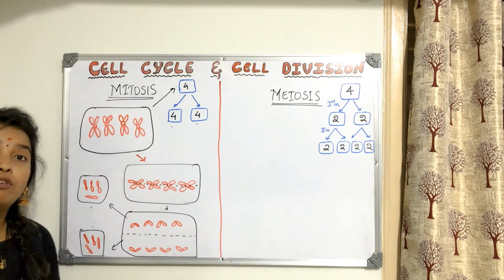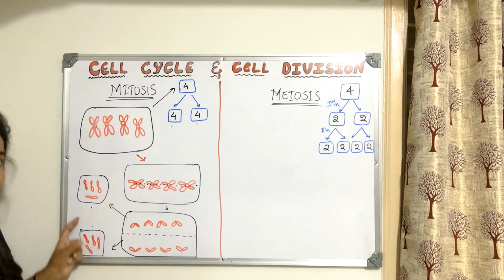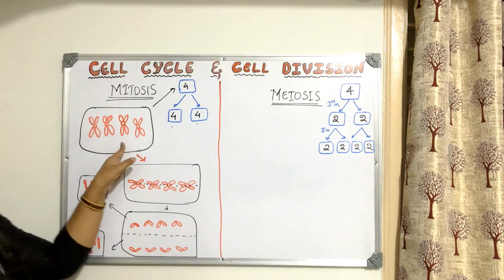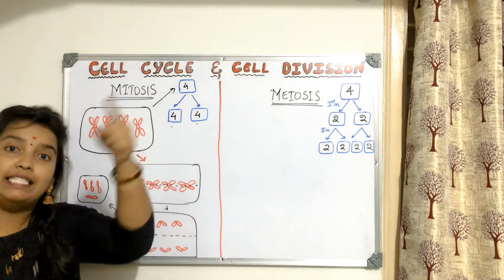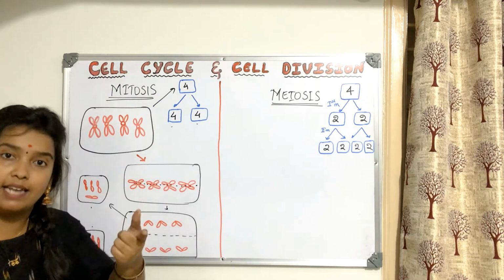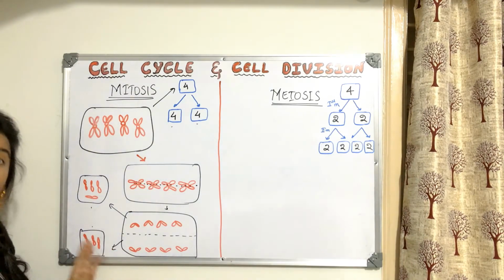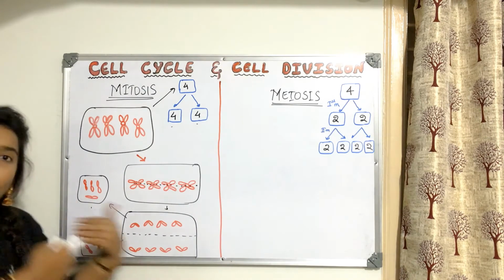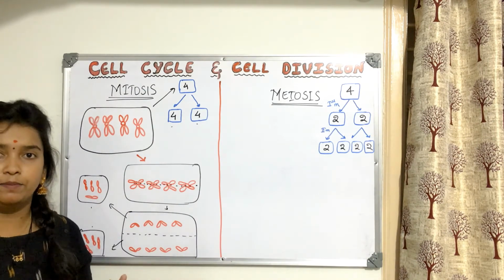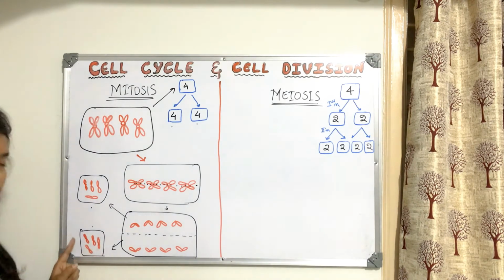Later on, what will happen to this? Then again, when they want to become like this, during the cell cycle, you will understand that at that time they will replicate and form their other sister chromatid. Clear? That we will talk about later on.